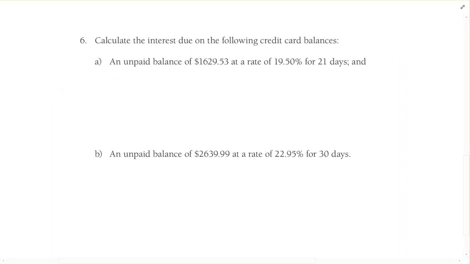Okay, number 6. It says calculate the interest due on the following credit card balances. So A says an unpaid balance of $1,629.53 at a rate of $19.50 for 21 days. So this is just our simple interest formula. And the only other thing I'd remind you of is that T should be in years. So they've given it in days. How do you write that in years instead? So go ahead and answer 6A now.